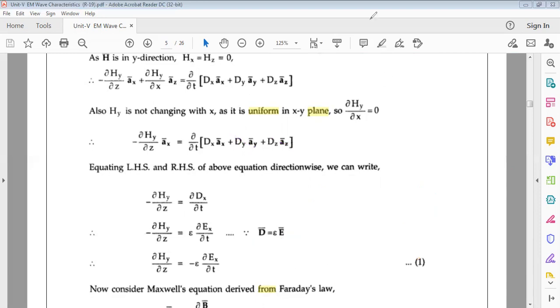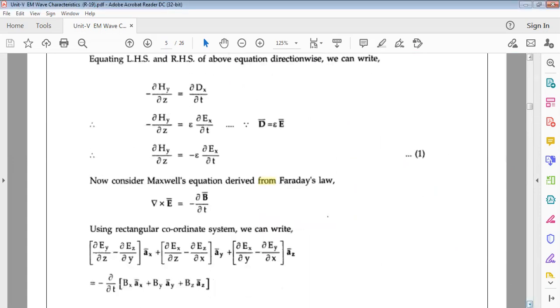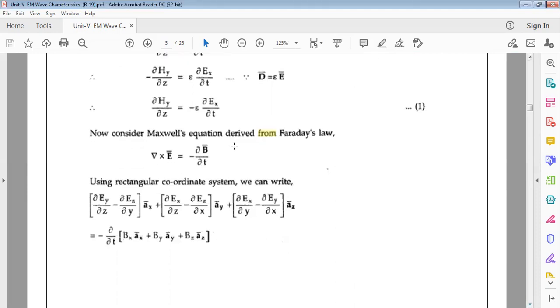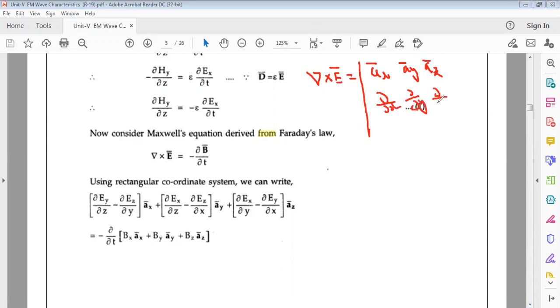So we derived this equation from the modified Ampere circuital law. And the next equation is from Faraday's law, assume that del cross E bar is equal to minus dou by dou t of B bar. This is the equation, my students. Now, del cross E bar is equal to, again, you can take the ax bar, ay bar, az bar, and dou by dou x, dou by dou y, and dou by dou z. And here you can take the E, not the H, sorry: Ex, Ey, and Ez.